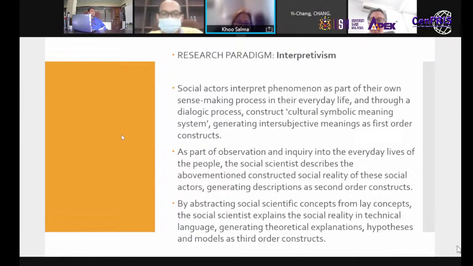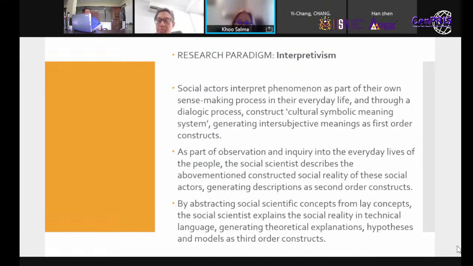Research paradigm: interpretivism. Social actors interpret phenomena as part of their own sense-making process in their everyday life, and through a dialogic process, construct cultural symbolic meaning systems, generating intersubjective meanings as first-order constructs. As part of the observation and inquiry into everyday lives of the people, the social scientist describes the above-mentioned constructed social reality of these social actors, generating descriptions as second-order constructs. And then by abstracting social scientific concepts from lay concepts, the social scientist explains the social reality in technical language and generates theoretical explanations, hypotheses, and models as third-order constructs.